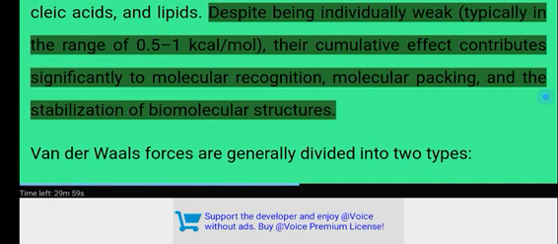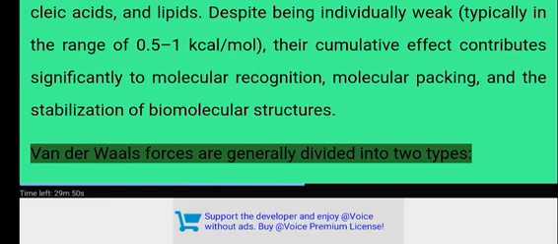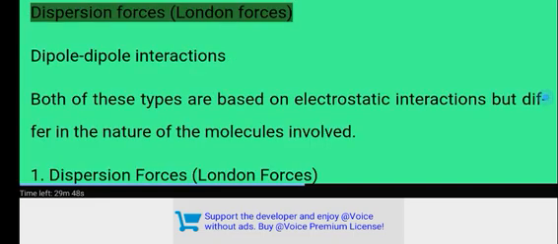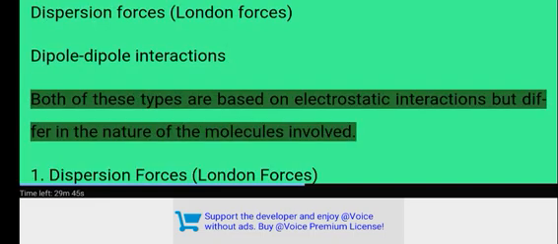Despite being individually weak, typically in the range of 0.5 to 1 kilocalorie per mole, their cumulative effect contributes significantly to molecular recognition, molecular packing, and the stabilization of biomolecular structures. Van der Waals forces are generally divided into two types: dispersion forces (London forces) and dipole-dipole interactions. Both of these types are based on electrostatic interactions but differ in the nature of the molecules involved.